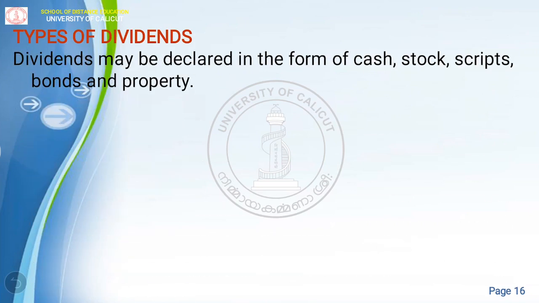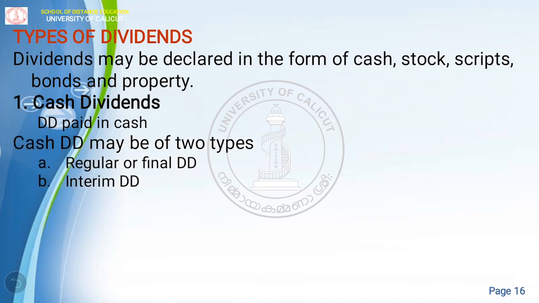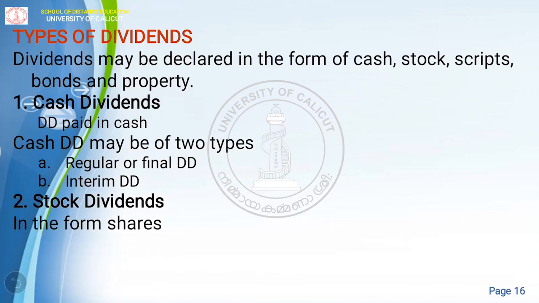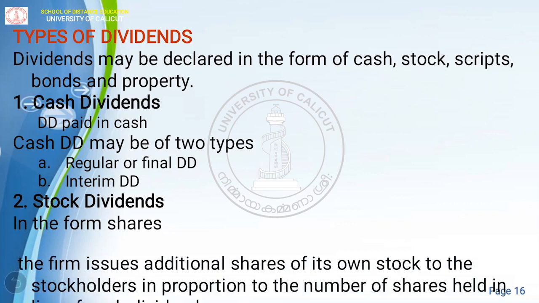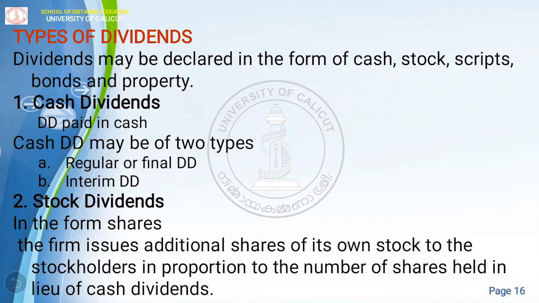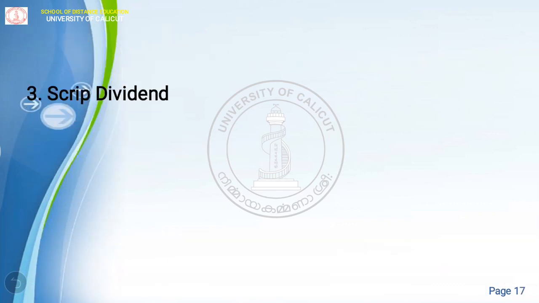Then we have a lot of types of dividends. Dividends may be of different classes, different types or categories. So the major ones are: one is the cash dividend. That means if the enterprise is ready to pay dividend in the form of cash, that is called cash dividend. Cash dividend may be paid regularly, or an interim dividend may be there. Then stock dividend. Here the dividend will be distributed in the form of shares to the employees, to the owners of the organization. Another method is scrip dividend.